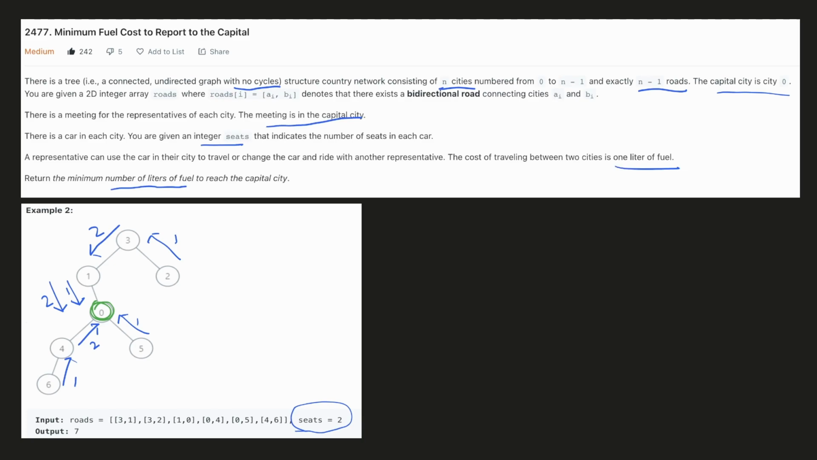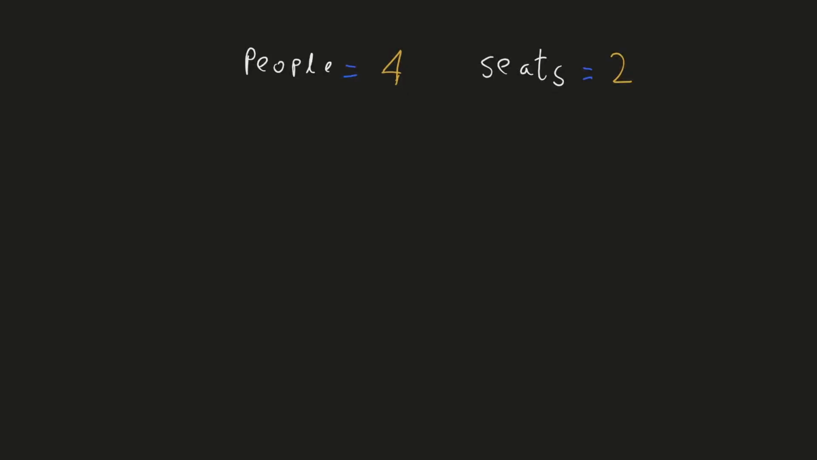Let's try to come up with an intuitive solution for this. Let's try to understand how many cars will be needed given the number of people and the maximum capacity of a car. We have 4 people and the number of seats is 2. Hence, we'll be needing 4 divided by 2 cars.